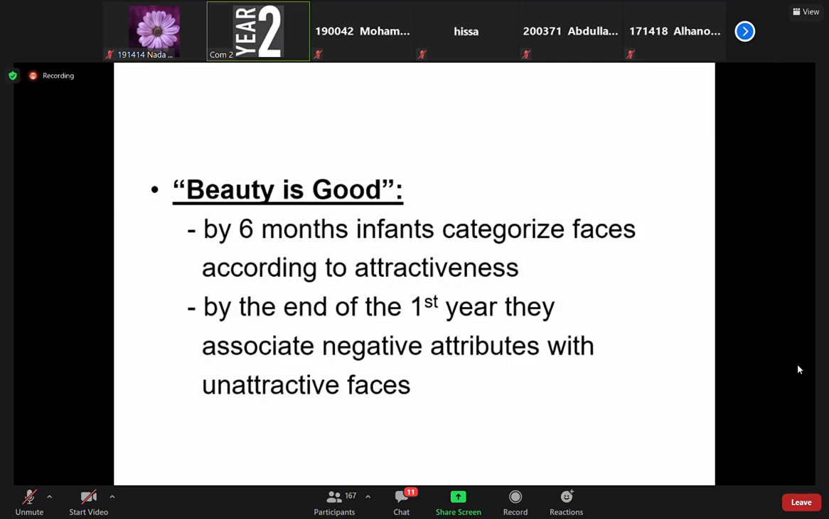By 6 months, they can actually differentiate faces based on how attractive or not they are. And then by the end of the first year, they attribute negative things to unattractive faces, okay? They start to develop that sense that this is not an attractive face, so therefore it may have a negative attribute. So maybe they will attribute not being a nice person, or be afraid of a particular person just based on the fact that they're not symmetrical.